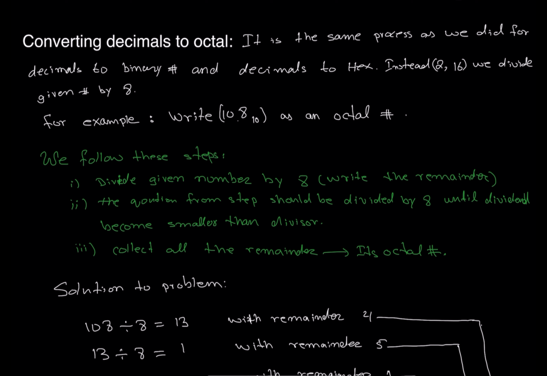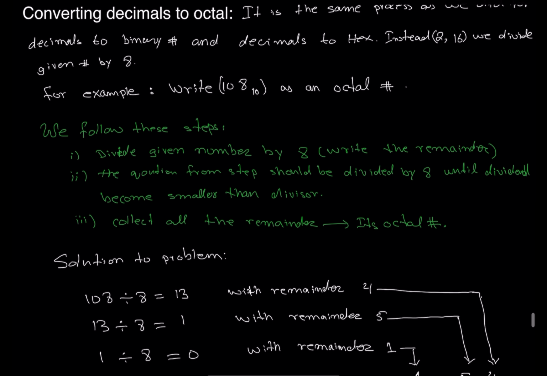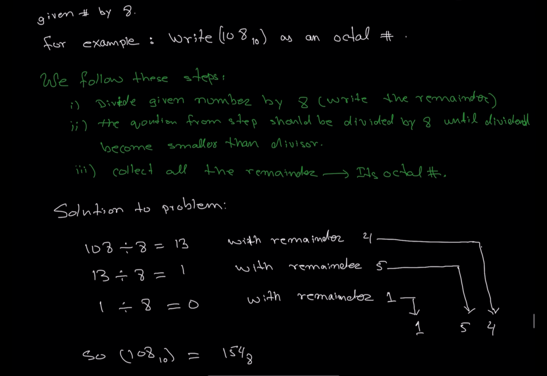For example, 108 base 10 can be written as an octal number. So what we can do, we will divide 108 by 8. If you have a remainder, we will write it down. And the new quotient, we will divide that by 8 again. If we have a remainder, we'll bring it down. If not, we will just bring the 0 down. Whatever the remainder is, we'll bring that down. Then after that, collect all the numbers. That is the octal number.